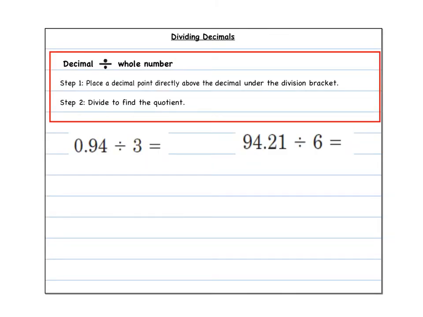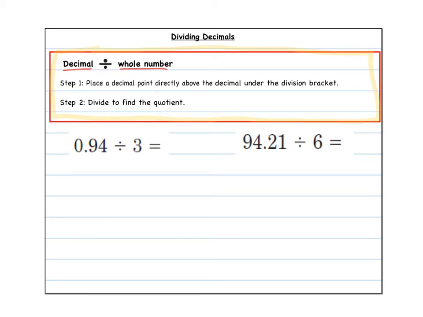The first thing we're looking at with dividing decimals is when we have a decimal number and we are dividing it by a whole number. So these are the steps that you need to follow. Step 1, place a decimal point directly above the decimal under the division bracket. Step 2, divide to find the quotient. So in your notebook, you need to have this entire box written down. So pause, write this down, and then resume.